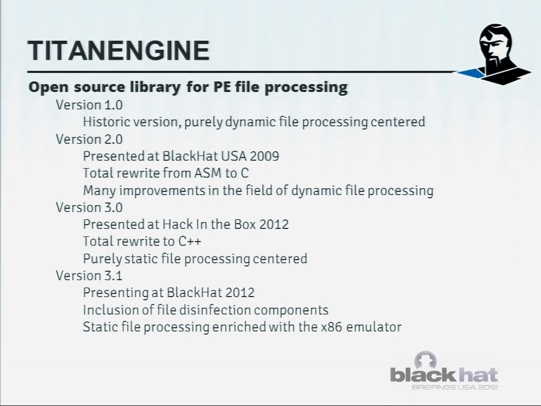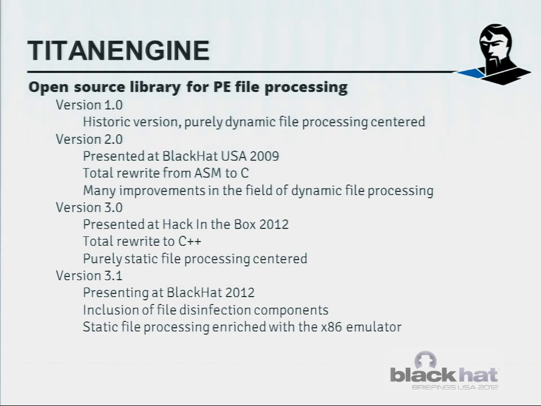And throughout its history, it went through all sorts of iterations. So just for historic purposes, we keep this slide to remind ourselves how much time we actually spent working on this library. What you see on this one slide is about 6 years of development. The first version 1.0 is a historic one. We wrote that in assembler just as a proof of concept. We mainly focused on dynamic unpacking solutions at the time, so it only used the Windows Debug API to actually process files.